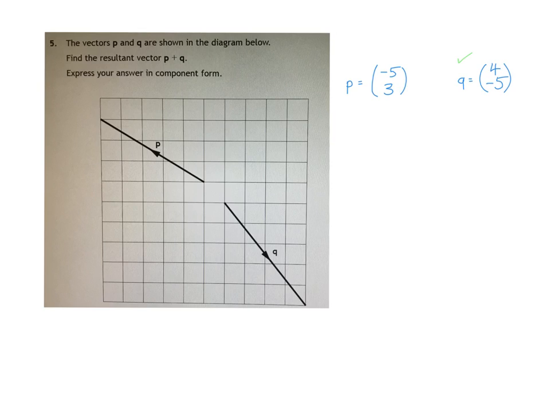So we now need to do P plus Q. So that is minus 5, 3 plus 4, minus 5. So when we're adding the vectors, all we do is we add the top two numbers together and then we add the bottom two numbers together. So we add the two x values and then the two y values. So we've got minus 5 plus 4, which is minus 1. And we've got 3 add minus 5, so that's just 3 take away 5. So we have minus 2. And that's our second mark, and that's our answer.